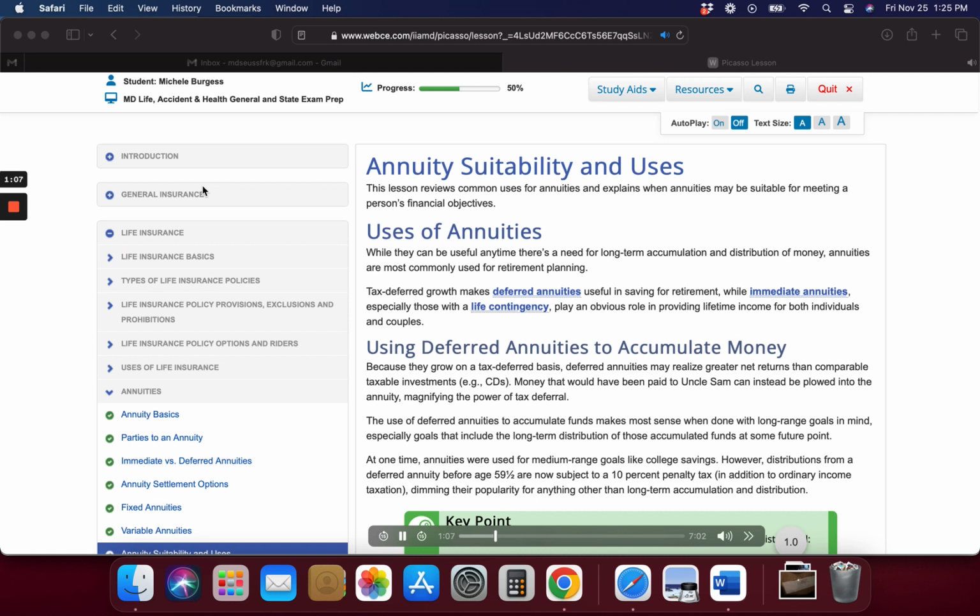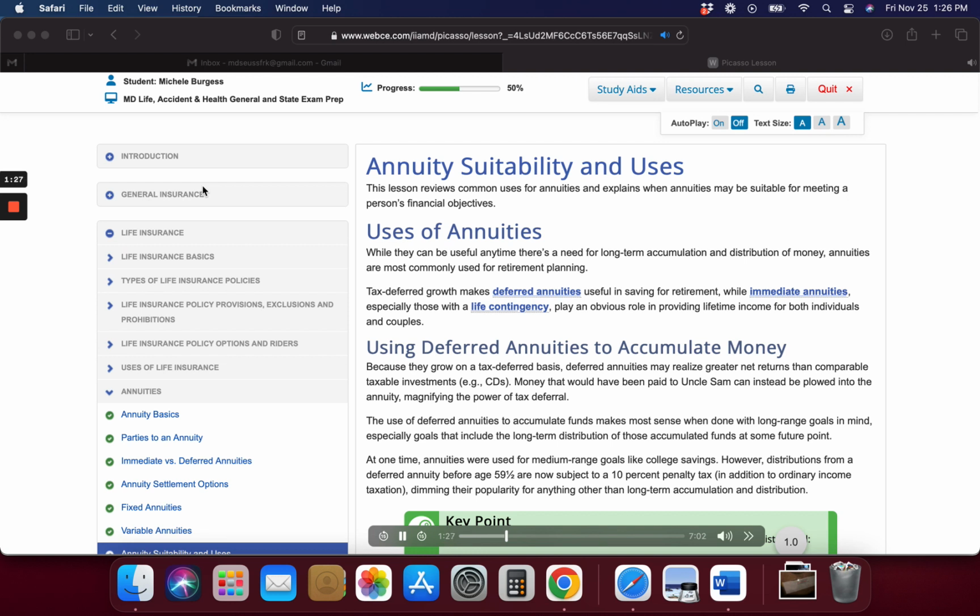At one time, annuities were used for medium-range goals like college savings. However, distributions from a deferred annuity before age 59.5 are now subject to a 10% penalty tax, in addition to ordinary income taxation, dimming their popularity for anything other than long-term accumulation and distribution.